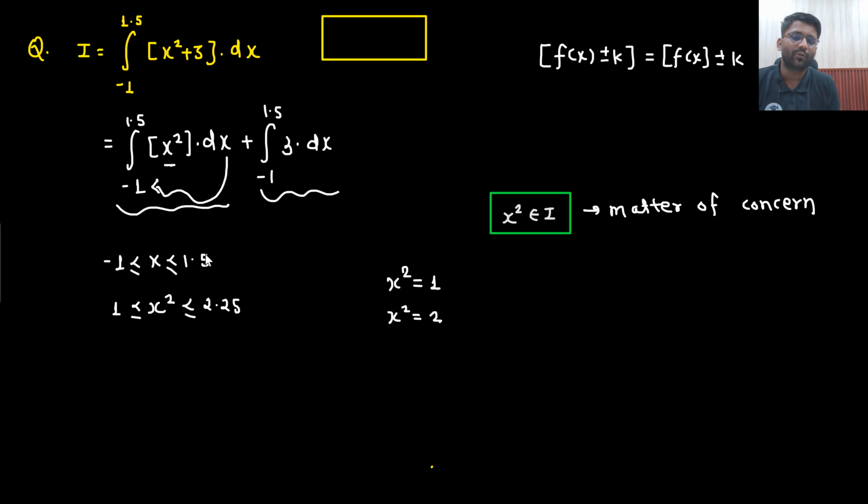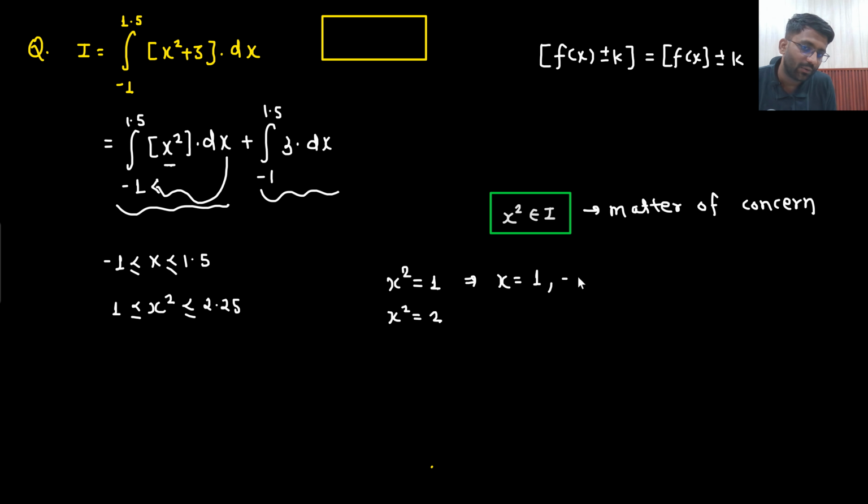X is going from -1 to 1.5. Then if x is going from -1 to 1.5, that means x square would go from 1 to 2.25. And why am I caring about x square? Because I need to care about x square being an integer. So x square would become an integer when x square equals 1, or x square equals 2. So if x square is 1, what will be the value of x?